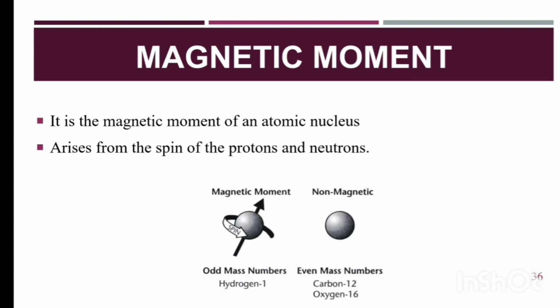Magnetic moment. The nuclear magnetic moment is the magnetic moment of an atomic nucleus, which arises from the spin of protons and neutrons. As it is a magnetic dipole moment, the quadrupole moment causes some small shift in the hyperfine structure as well.